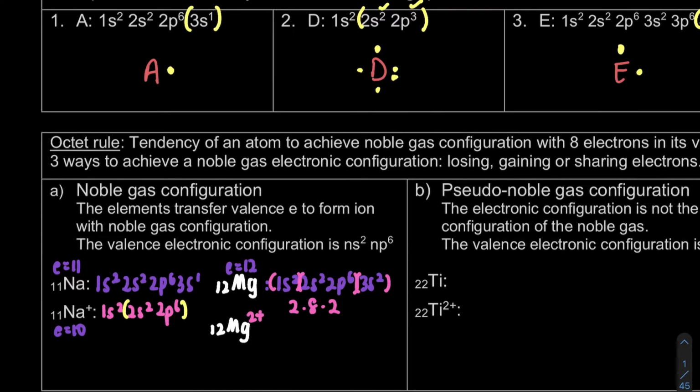So for the electronic configuration, remember the number of electrons is no longer 12, it has donated 2 electrons. Originally 12, here it is 10. So that's why I get 1s2, 2s2, 2p6. Again, this is my valence one: ns2, np6, our noble gas configuration. Okay, so that is for the noble gas configuration.